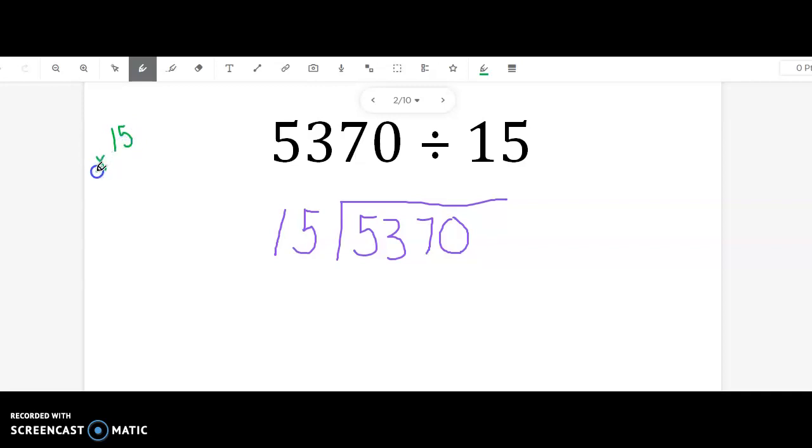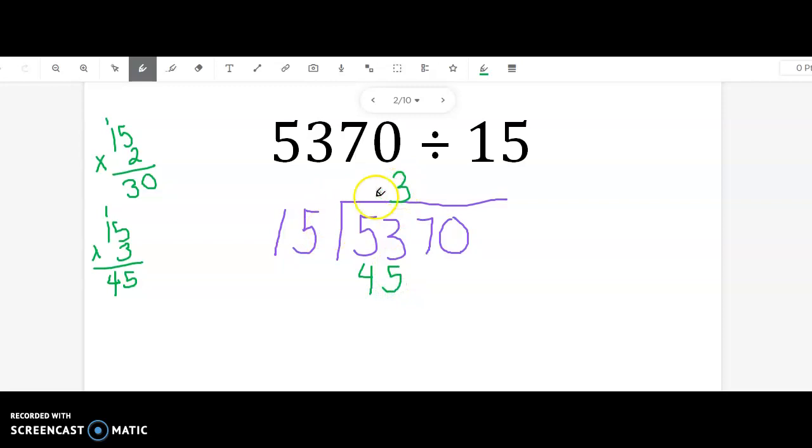15 times, let me start with 2. 15 times 2, that's 5 times 2 is 10. And my 1, 2, 3, that's 30. Ooh, I think I can do it again. Let's try 15 times 3. That's 15, 3, 4. That's 45. Ooh, I think that'll work. I don't think I can get more. So 15 times 3 is 45.